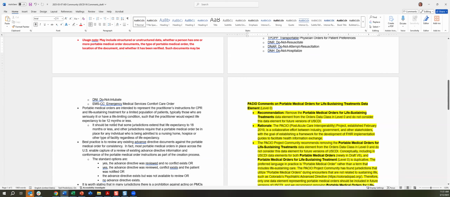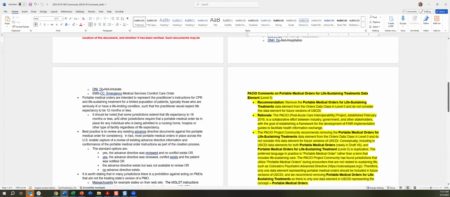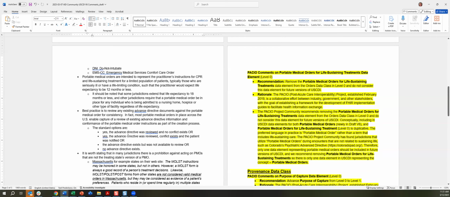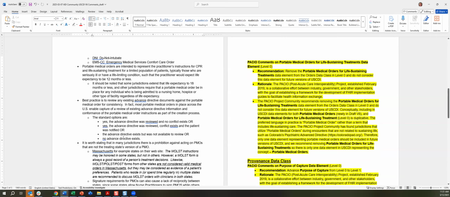Portable medical orders are intended to represent the instructions for CPR and life-sustaining treatment for a limited population of patients, typically those who are seriously ill or have a life-limiting condition, such that the practitioner would expect life expectancy to be 12 months or less. I did note that some jurisdictions extend that life expectancy to 18 months or less. Other jurisdictions require that a portable medical order be in place for any individual who is being admitted to a nursing home, hospice, or any type of facility, regardless of life expectancy. So I'm painting a picture of variation while still explaining consistency.